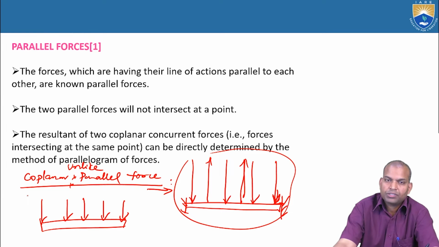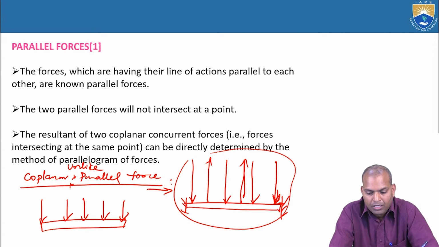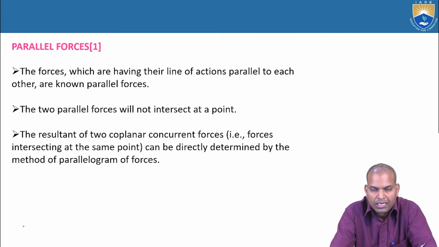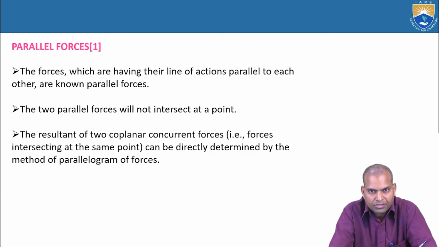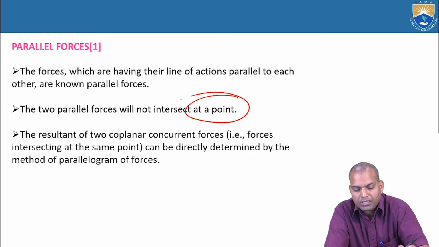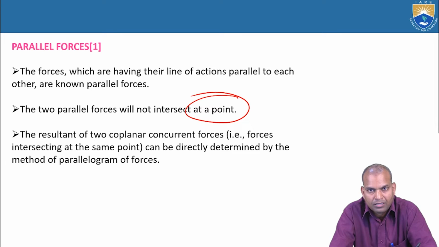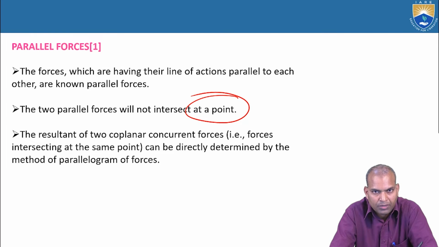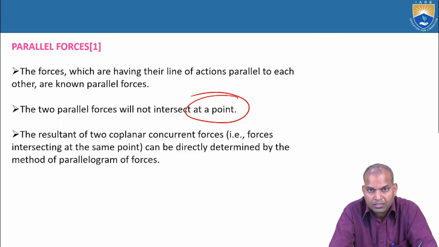So what are the characteristics of a coplanar parallel force system? The first characteristic is that the lines of action of all the forces are parallel to each other. The second characteristic is that two parallel forces will not intersect at one point. It is not a concurrent point. It is parallel at different points. Two parallel forces will not intersect at the same point, that means they will be at various points. If they act at the same point, it can't be parallel, it becomes concurrent.